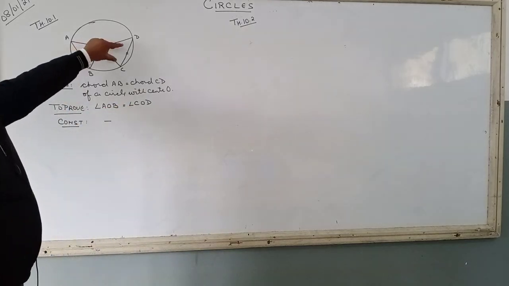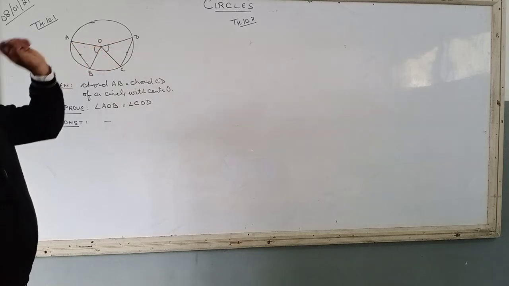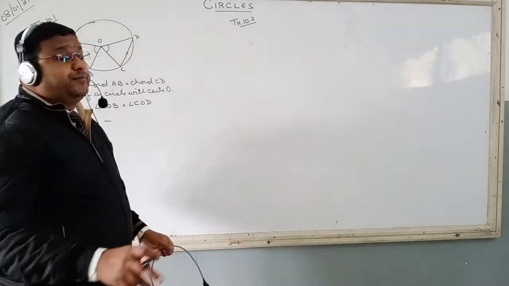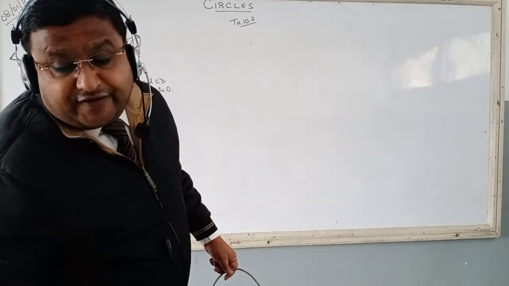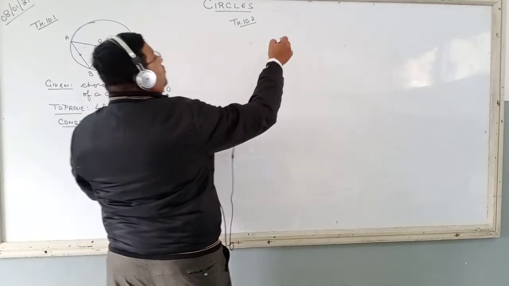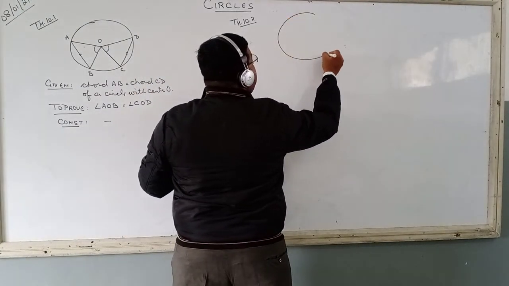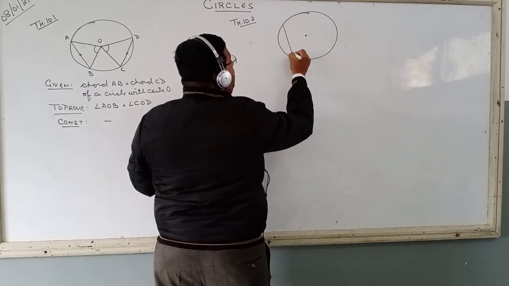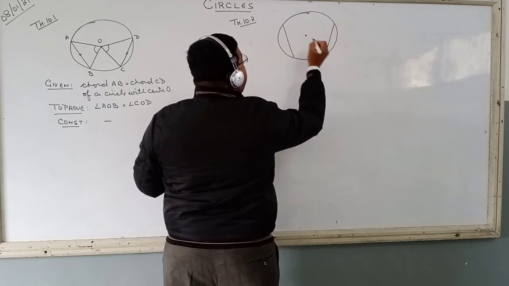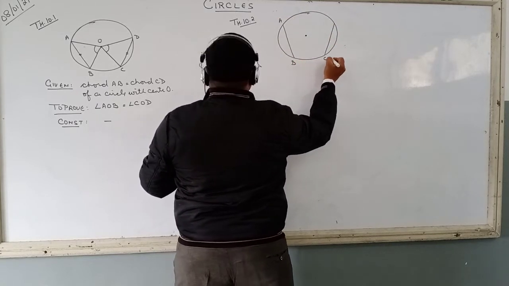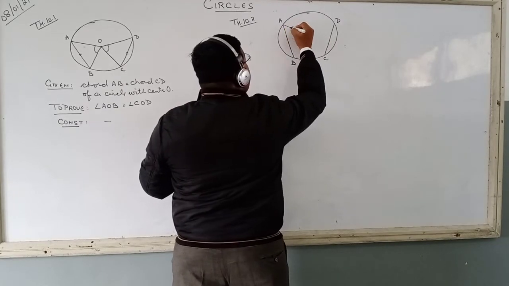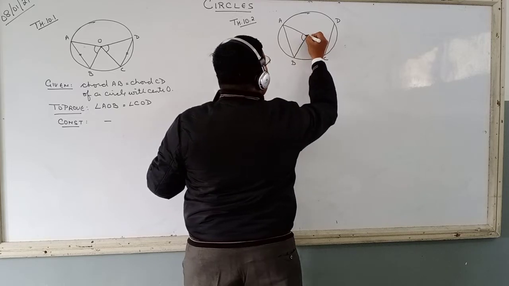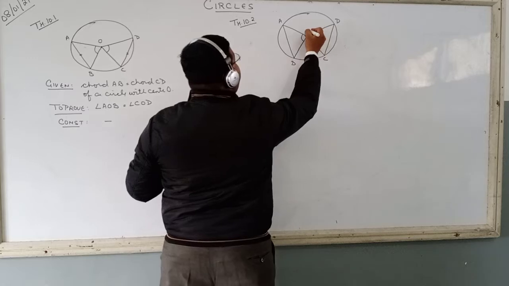Since these two chords are equal, we need to prove that they make equal angles at the center. They subtend equal angles at the center. Whereas in theorem 10.2, read it, it says, if angles subtended by the chords of a circle are equal, this is a circle and this is the center. These are two chords as usual, AB, CD. The angles subtended by them are equal. This angle is equal to this angle.